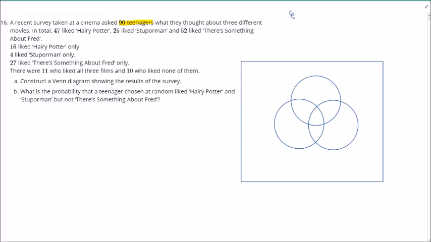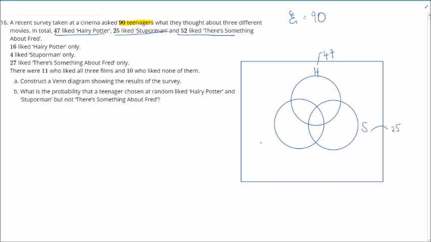So we write down this 90 on the side so we remember it. And then it says 47, like Harry Potter, so we'll do an H. And 47 is the total of the circle, so I'm going to put the 47 outside. 25, like something starting with S, so we're going to put that outside as well.